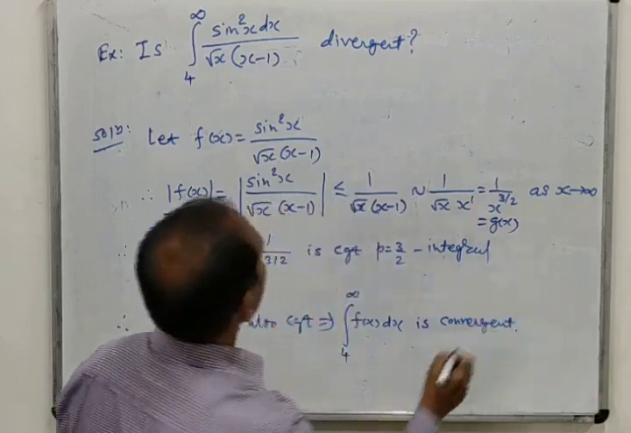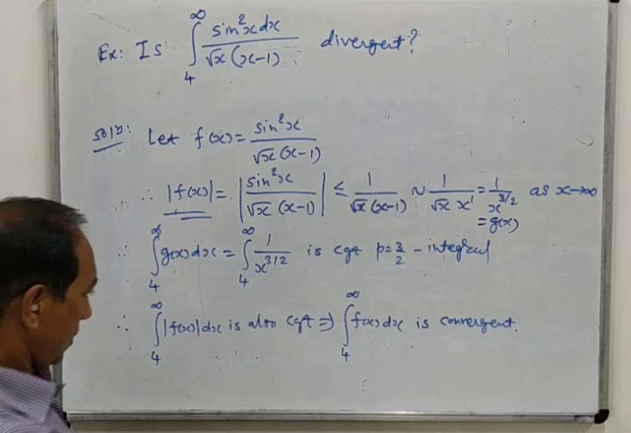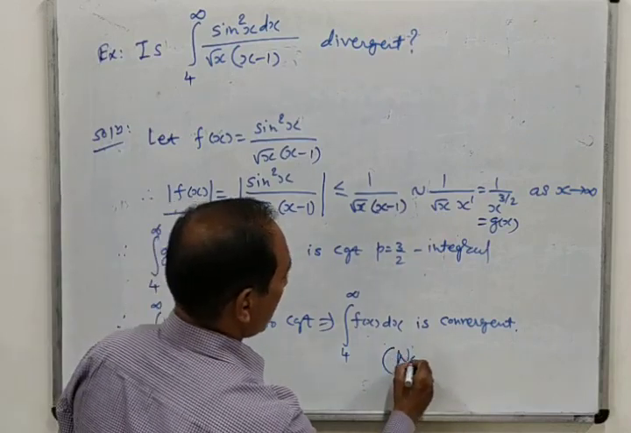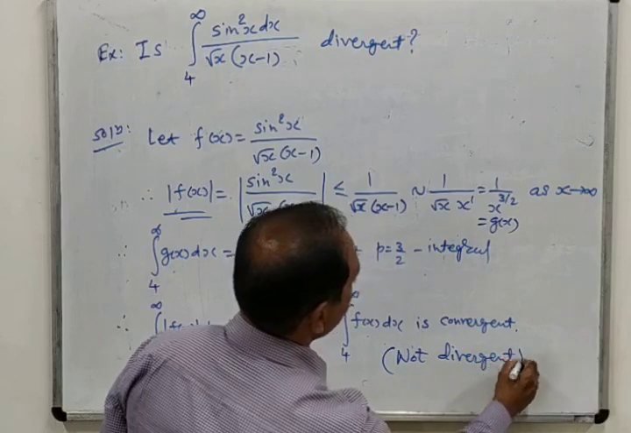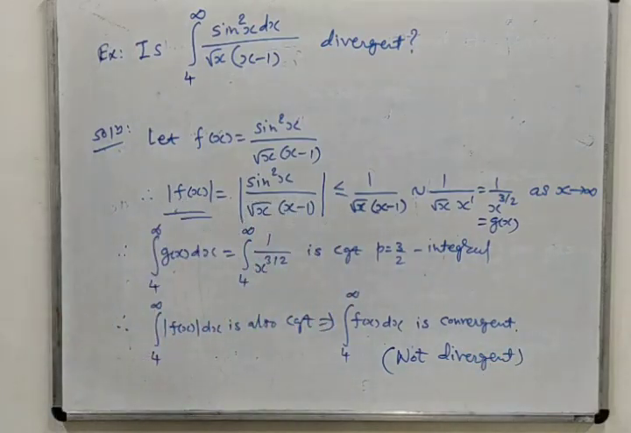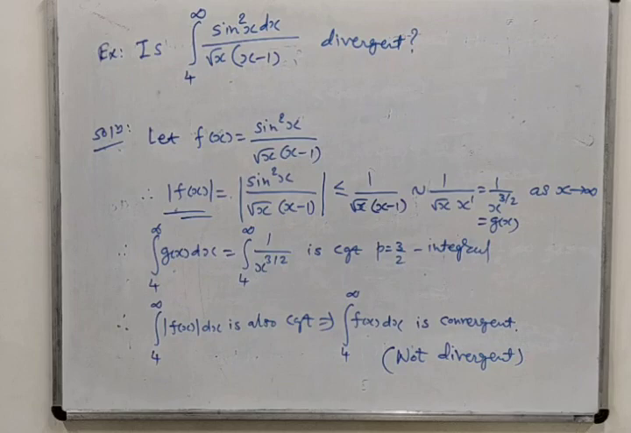So it is convergent, so it is not divergent. It is convergent, that means not divergent. Okay. So if this kind of example is asked in an examination, then you can solve these examples in this way. So here you note down this example.